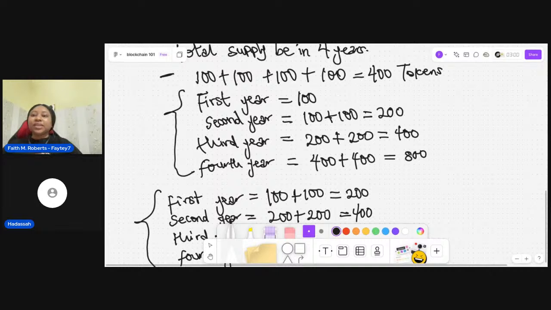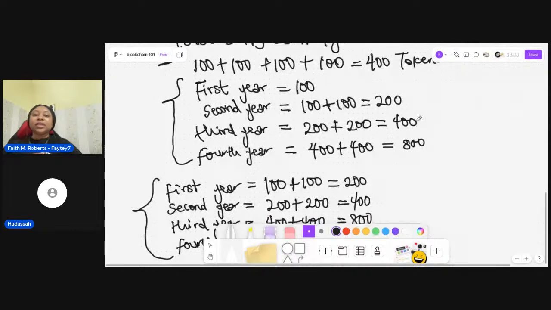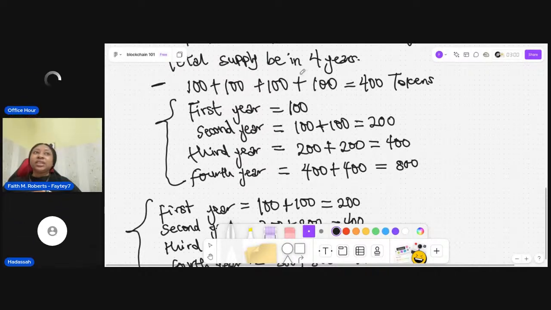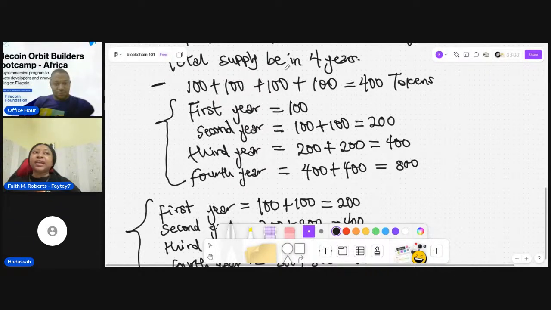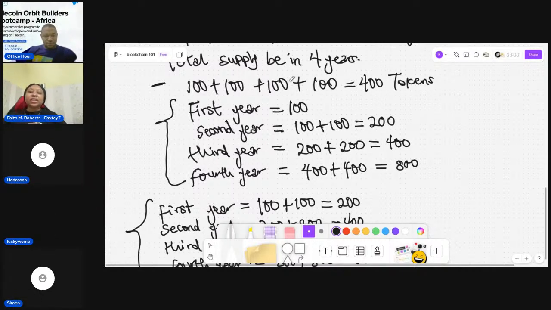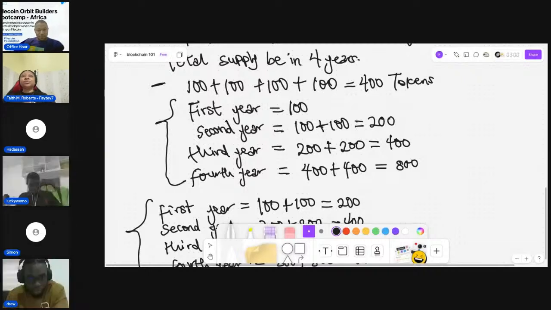All right, so in order not to waste much time, what is going on here is that for this first scenario, you just did a basic addition each year of 100 tokens. And that is not the true state of things, because at the end of the first year, your token should have multiplied, should have increased in 100%. So whatever your tokens was, it should have doubled by the end of the first year. At the end of the second year, it should have also doubled.